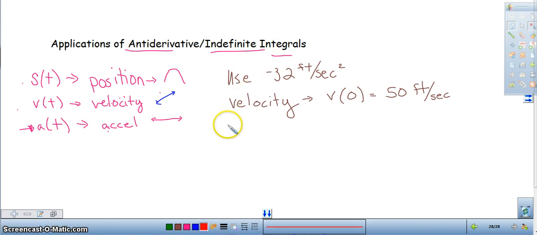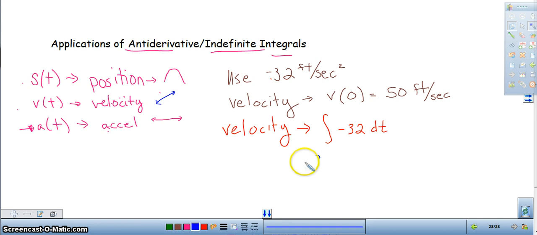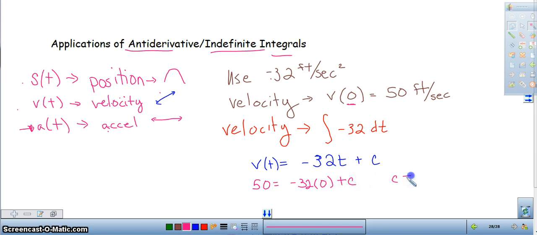If I want the velocity function, I would have to integrate the acceleration. I'm going to use dt here because we're talking in terms of time. So if I integrate that, hopefully we've done enough of these that you realize that's negative 32t plus c. That's what the velocity equals. That's the general function for velocity, or general solution. I know at time 0 the velocity equals 50, so 50 equals negative 32 times 0 plus c, so c is 50.